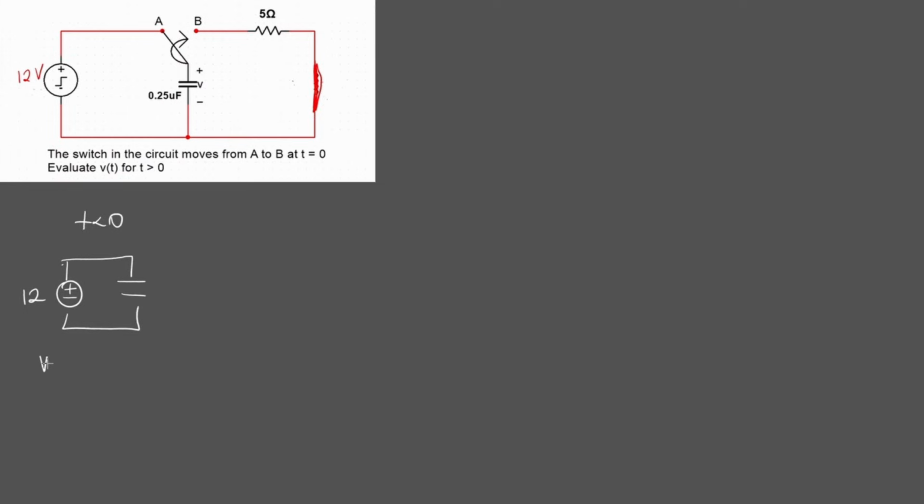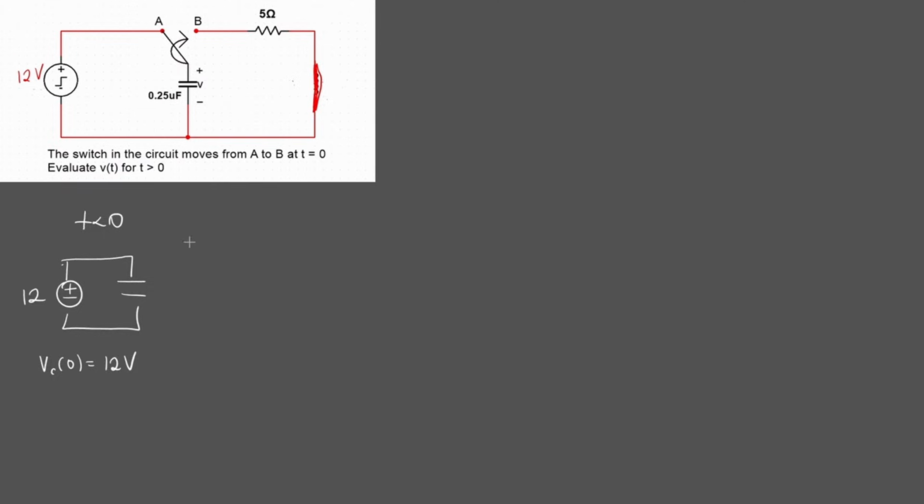Okay, which tells us that the v naught across our capacitor, vc naught, is equal to 12 volts. This is very crucial. All the questions we solved previously didn't have initial conditions. This one is going to have. So our initial voltage across the capacitor is 12 volts.